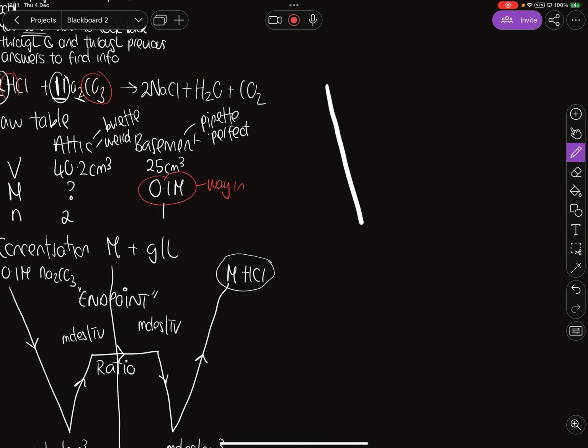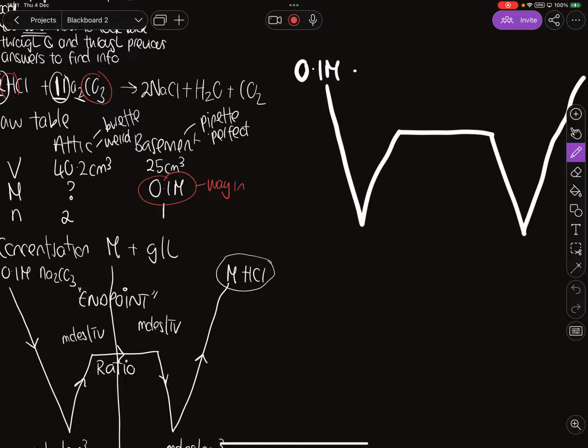So again, we have this big W that we are interested in making, and we're going to fill it in with what we know. So we had said that 0.1 big M, and you are going to expand this to explain what it means. And it means 0.1 moles in 1,000.